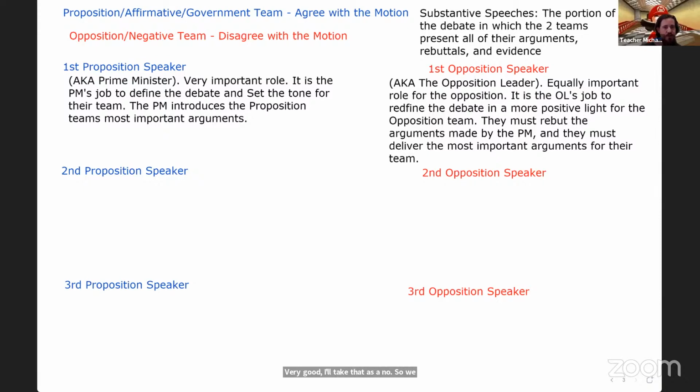So we move on to the second proposition speaker. The second proposition speaker is also known as the Deputy Prime Minister. The Deputy Prime Minister is basically the same thing as a Vice President. They're just like second in charge, and if the president needs to step down, then the Vice President would take over.